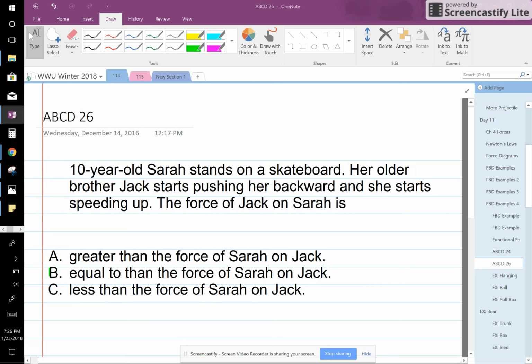Okay, here we go. 10-year-old Sarah stands on a skateboard. Her older brother Jack starts pushing her backward and she starts speeding up. We're interested in comparing the force of Jack on Sarah compared to the force of Sarah on Jack. So take a moment, pause the video, think about that, decide what is relevant, and then come on back when you're ready.